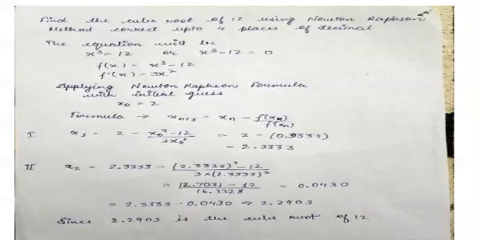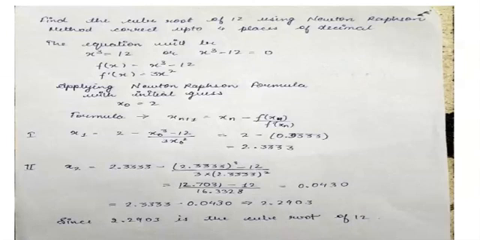After applying Newton-Raphson formula with an initial guess x0 equal to 2, we will have multiple iterations to get to our result. So the formula for Newton-Raphson is xn plus 1 is equal to xn minus f of xn upon f dash xn.